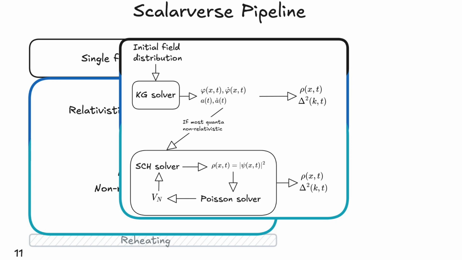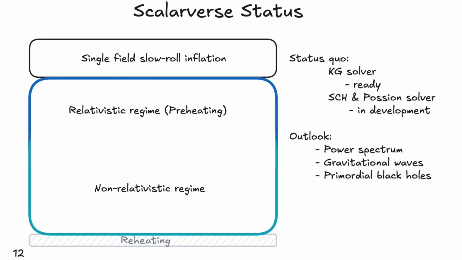So what's the actual status of Scalarverse? Right now, the Klein-Gordon solver is already ready to run simulations, and the Schrödinger-Poisson solver is right now in development. So Q and I are working on the development of the Schrödinger-Poisson solver. It's literally part of our master thesis.